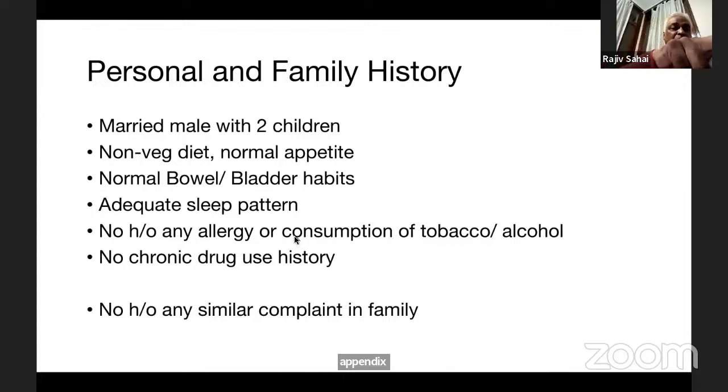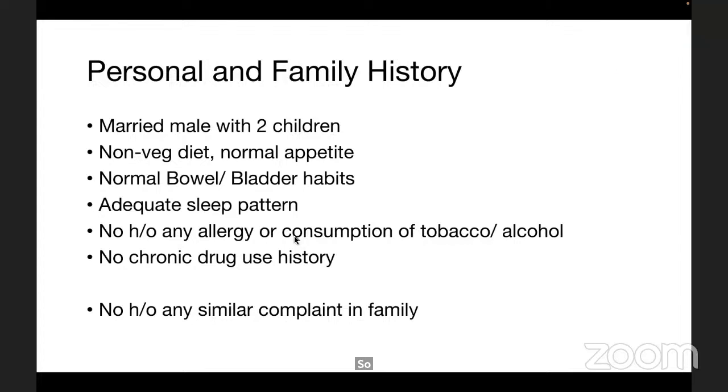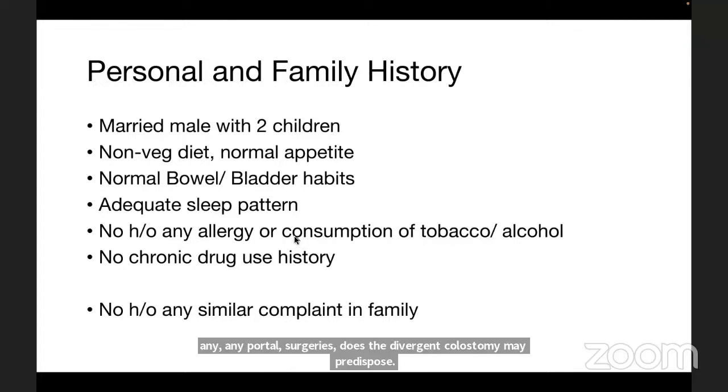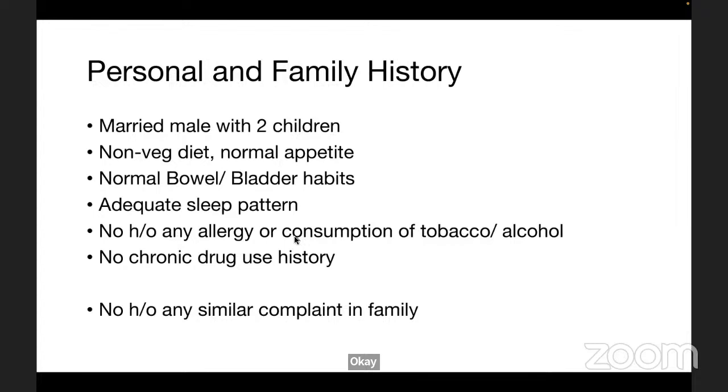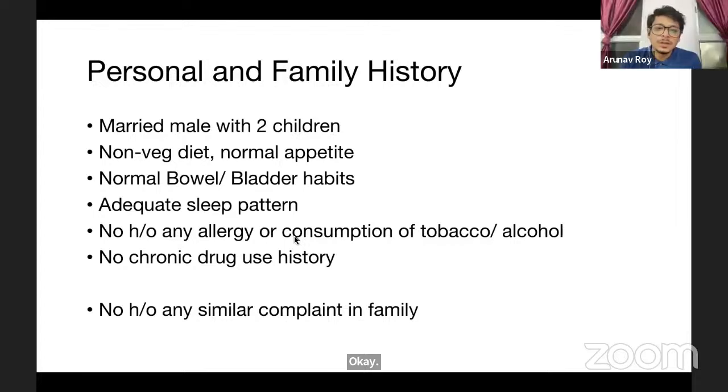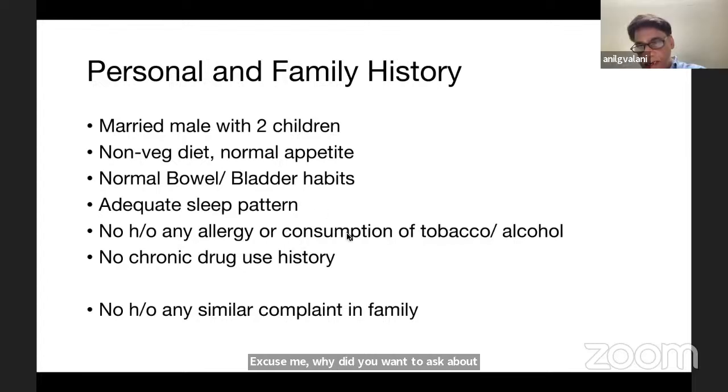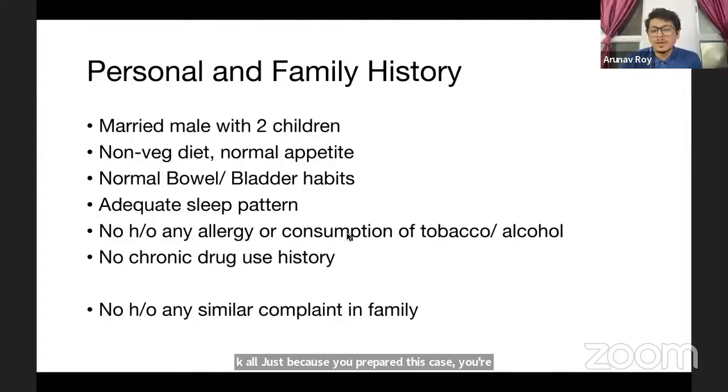Okay. By your history, what do you think you're dealing with? Excuse me, why did you want to ask about appendicectomy? I'm sorry, sir. You said appendicectomy, right? Yes, sir. Tell me honestly, do you really ask all hernia patients about perineal injury? Tell me, just because you prepared this case, you're putting it up. Have you really asked in your 2 years, 3 years of residency?